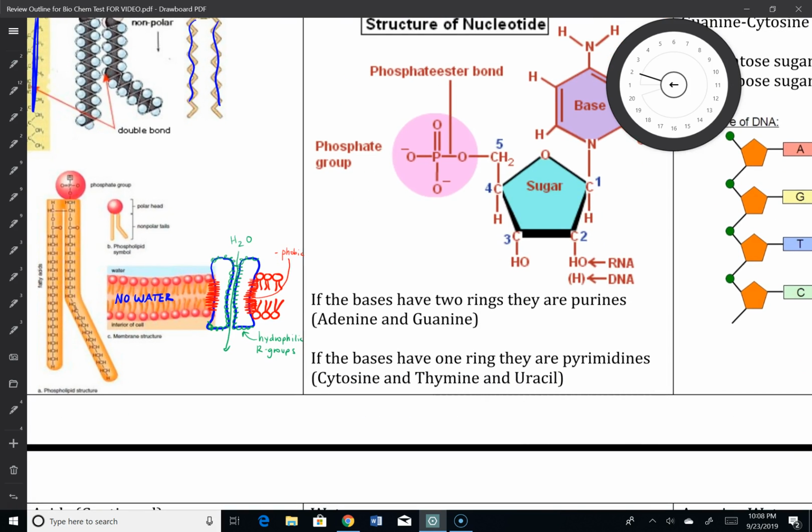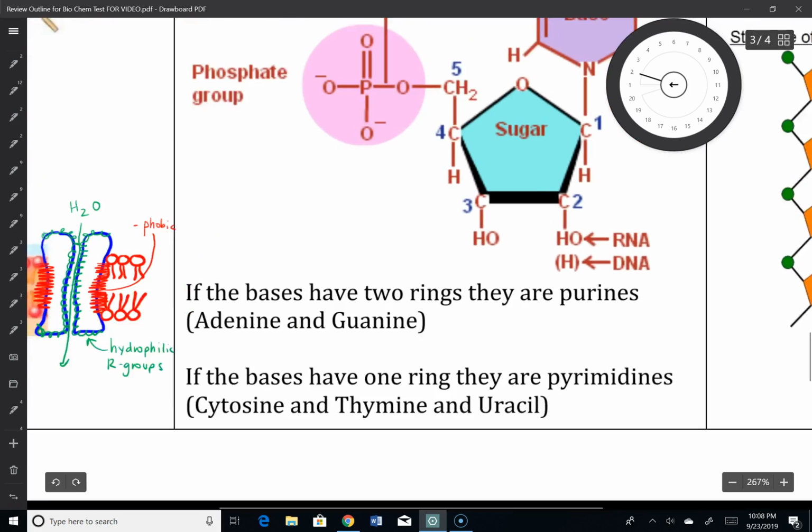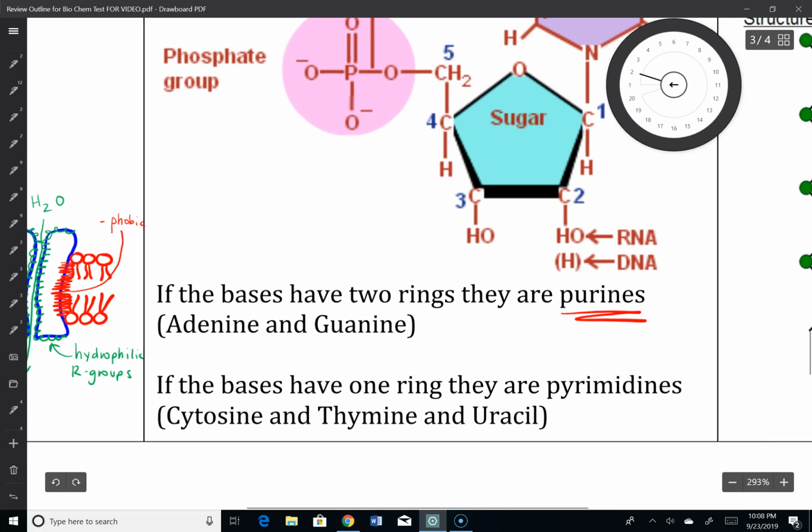You have different kinds of bases. You have things called purines. And a purine is going to be your A and your G. They're going to have 2 rings. Again, this is going to come more in handy later. Your pyrimidines are going to have only 1 ring. That belongs in RNA only. So that's good to know.